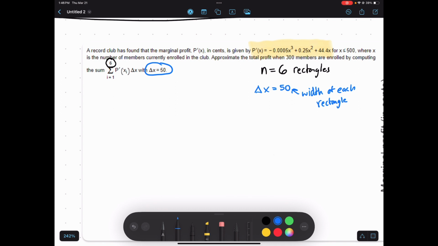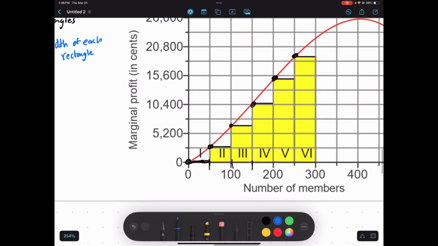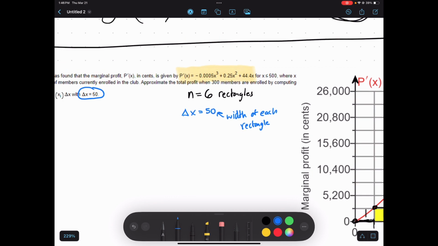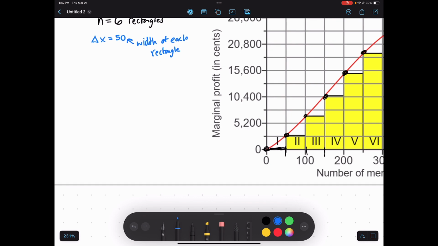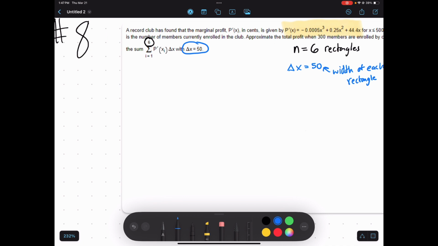Okay? Well, the last thing I need is the height of each rectangle. In order to calculate the area of each rectangle, I need to do base times height. How do I get the height? Please don't try and estimate it on the graph. That's what the function's for. The function will give me the actual heights. So that means I need the height at each of these x values. Okay? So I can just plug it into my function.